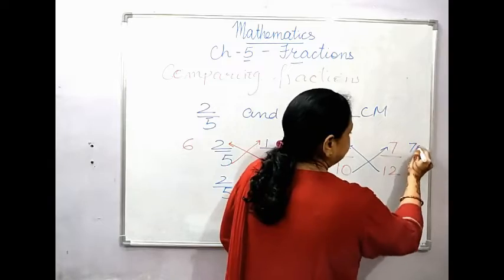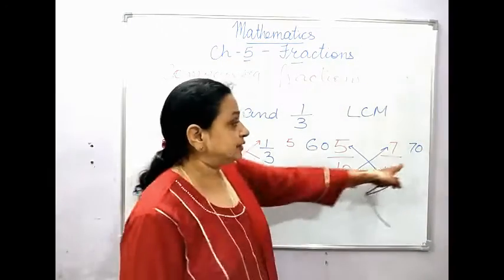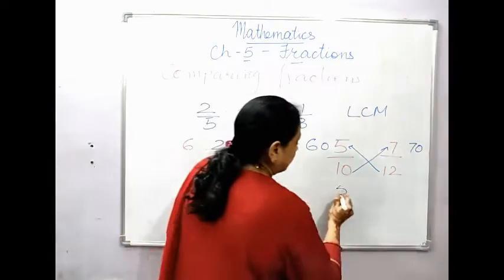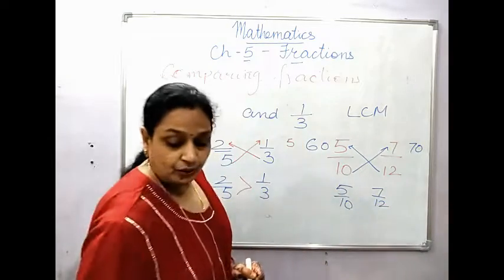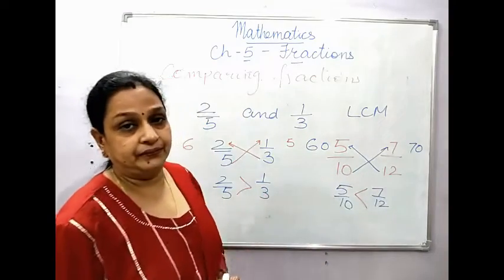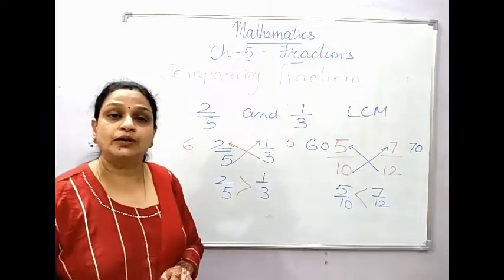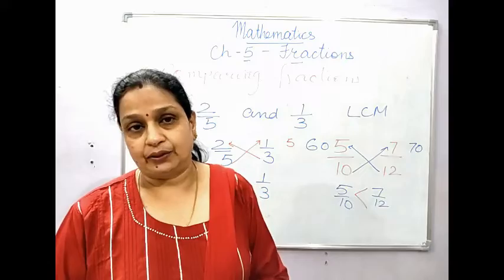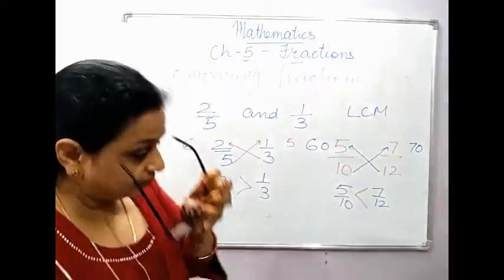10 sevens are 70, 12 fives are 60. Which side is bigger? This side. This answer is bigger. That means, of 5 upon 10 and 7 upon 12, because your answer on this side is bigger, this fraction is bigger. Okay? Once you know how to compare, you can arrange them in descending and ascending order. Okay? So have a look.